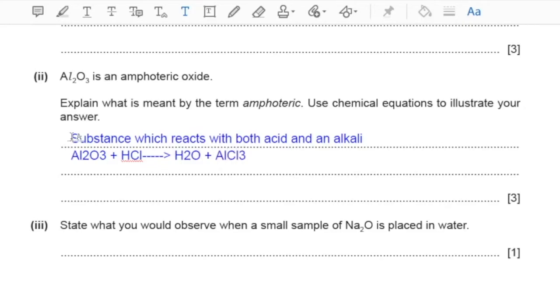while aluminium oxide reacting with a base, as an acid, suppose NaOH, this gives water plus NaAl(OH)4. Now I need to balance this equation.